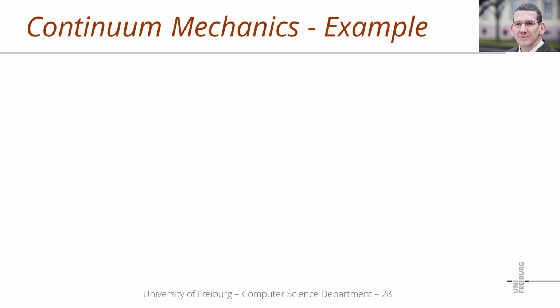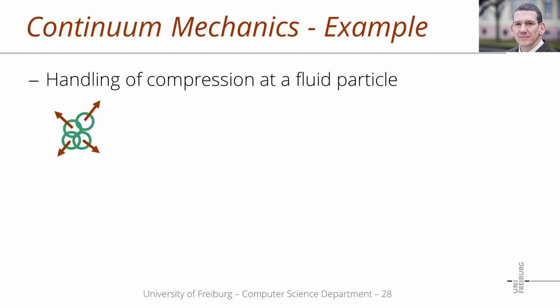In the previous slide, I have discussed various aspects that are relevant for particle simulations, and in particular I have mentioned that continuum mechanics can be used to derive forces from deformation. Now here we have an example. We consider the compression of a fluid particle and we would like to compute the respective force that tries to preserve the original volume of a fluid particle. The illustration shows four particles that are too close to each other, and based on the compressed state we would like to compute repulsion forces as indicated by the red arrows.